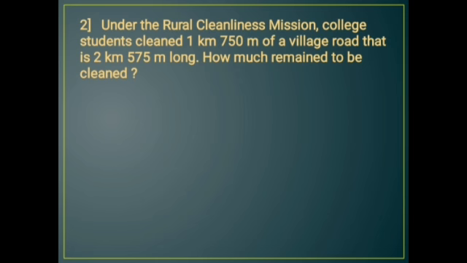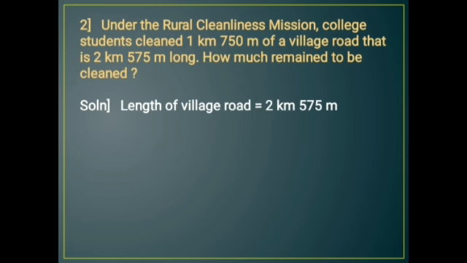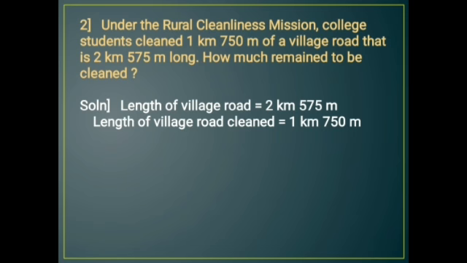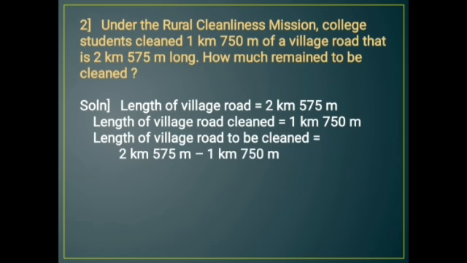They have cleaned 1 kilometer 750 meter. We have to find how much is remaining. So the length of the village road is 2 kilometer 575 meter. Length of village road cleaned is 1 kilometer 750 meter. So the length of village road to be cleaned is 2 kilometer 575 meter minus 1 kilometer 750 meter.